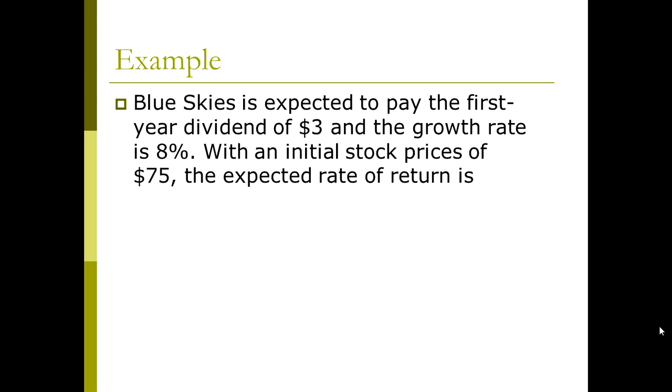Here is an example. The company is expected to pay the first year dividend of $3, so this is D1. Growth rate 8%. Initial stock price $75, so this is P0. The expected rate of return, plugging all the numbers in this formula, is $3 dividend D1 divided by P0, $75, plus the growth rate 8%. Basically, the dividend yield is 4%, so the total return of the stock is 12%. 4% comes from dividend yield, 8% from the stock price appreciation.